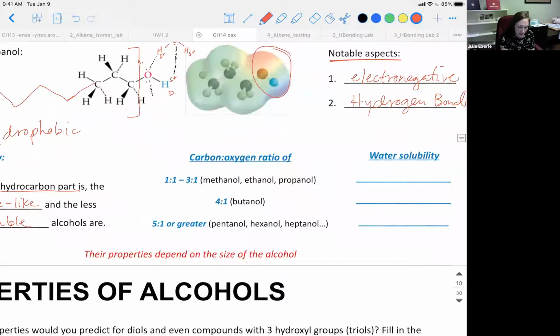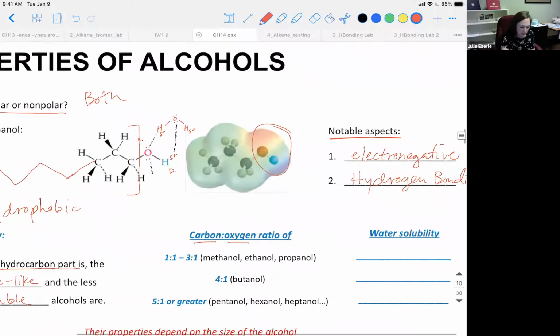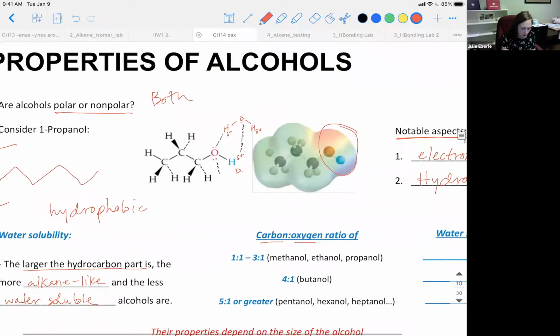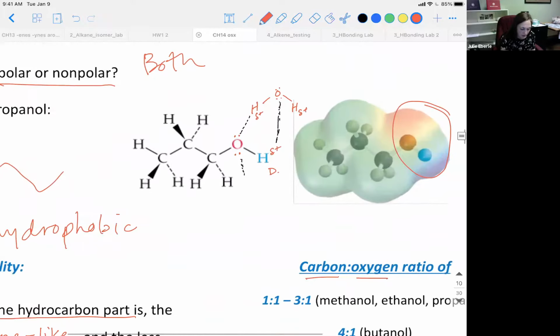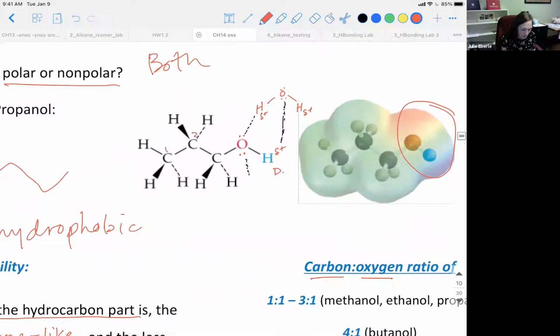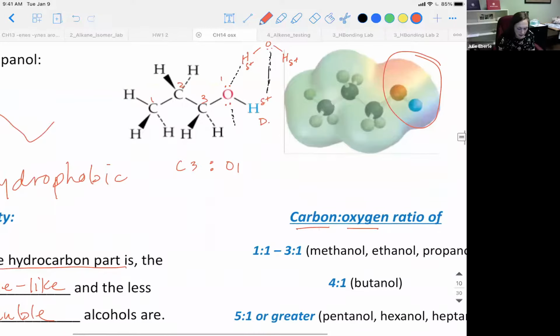If the carbon oxygen ratio, so let's erase all this long tail I drew. We know just from looking at one propanol here, what is our carbon oxygen ratio? Well, I've got 1, 2, 3 carbons, and I've got 1 oxygen. So that is a 3 carbon to oxygen is just 1 oxygen. So if our ratio is a 1-to-1 or a 3-to-1, meaning 1 carbon, 1 oxygen, all the way to 3 carbons, 1 oxygen.